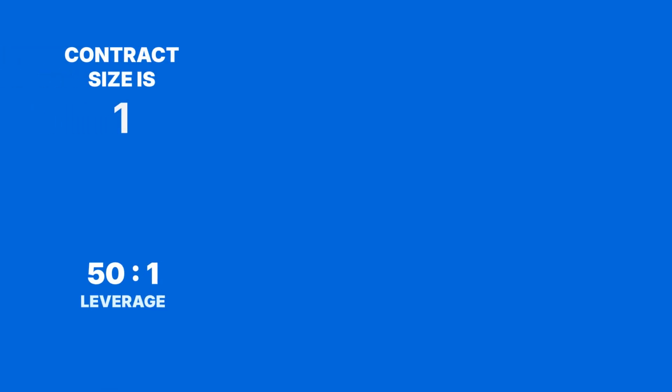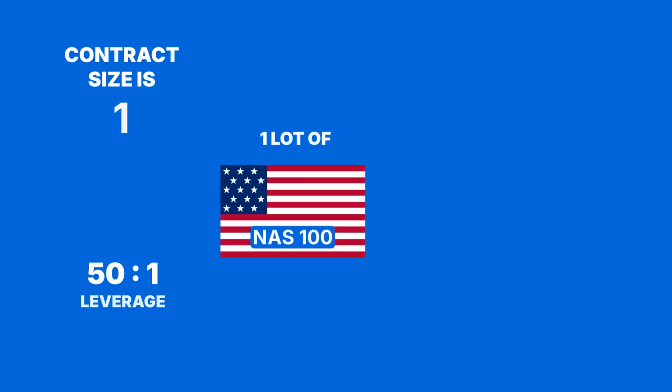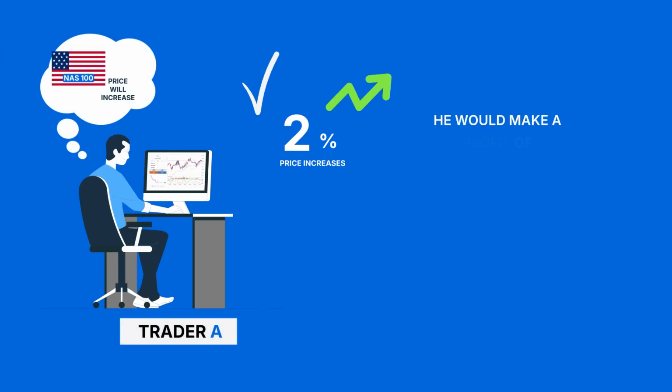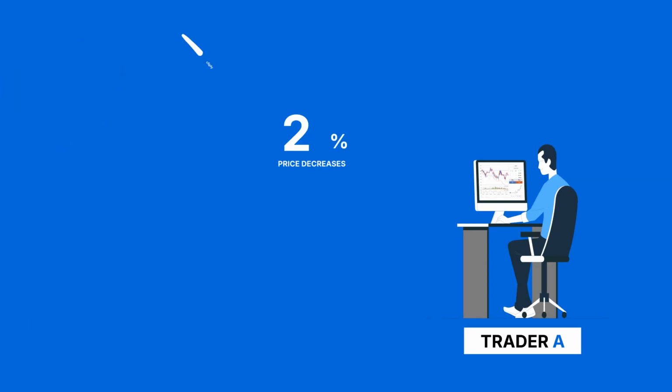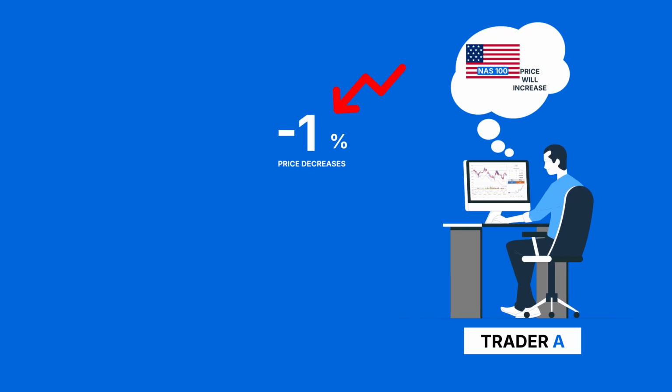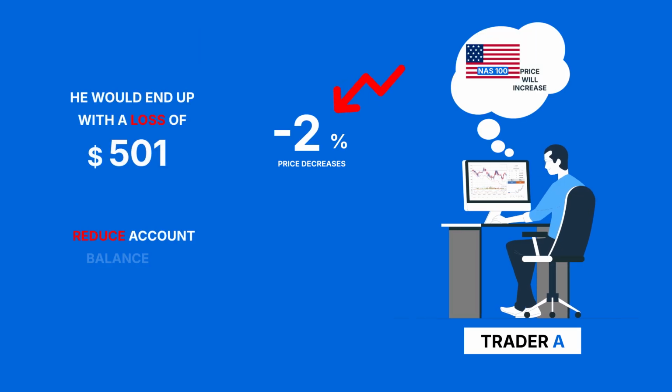So now trader A opened a position using $500 of his capital as margin, but actually controlling a position worth $25,000. If NAS USD were to rise, let's say 2%, he would make a profit of $500. If it were to decrease by 2%, he would make a loss of $500. And that single loss would depreciate his account by 50%.